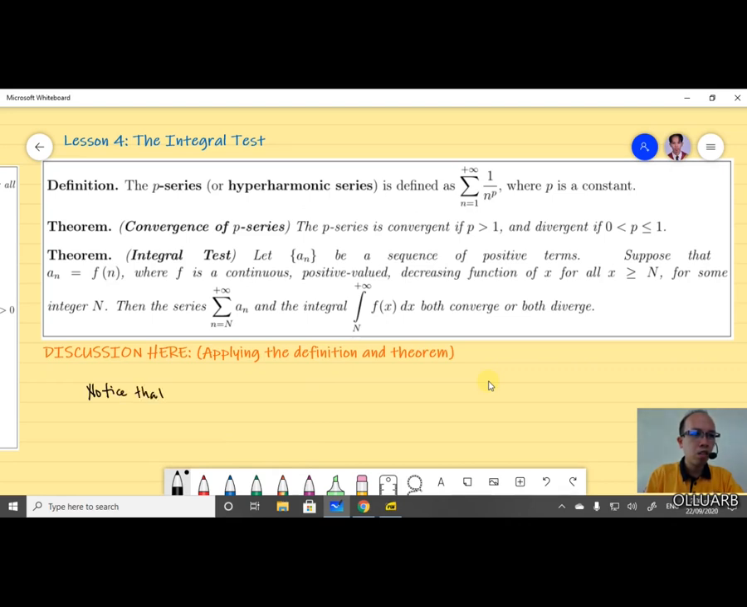Notice that if you expand the summation of 1 over n to the p, where n starts from 1 to infinity, this is equivalent to 1 over 1 to the p plus 1 over 2 to the p plus 1 over 3 to the p, and so on, 1 over n to the p, plus, and so on and so forth.